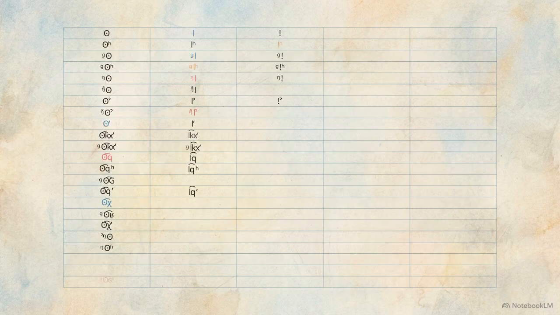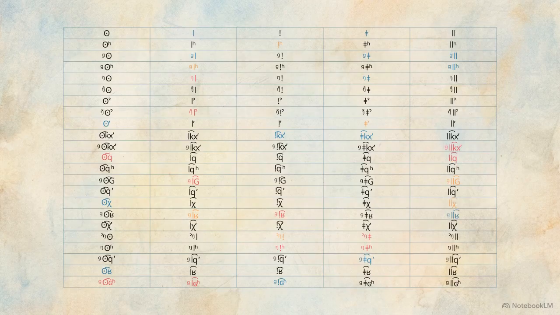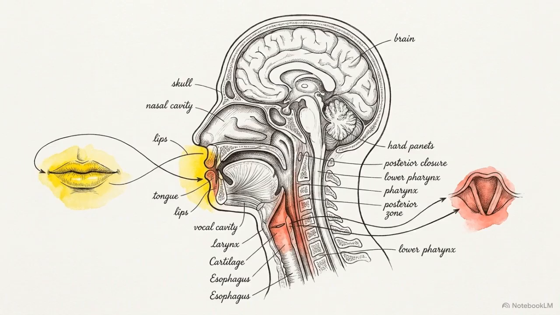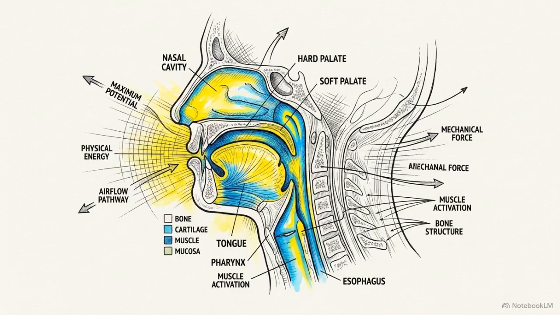By leveraging these mechanics, the language utilizes 115 distinct click phonemes. These sounds represent the limit of independent coordination between the front and back of the vocal tract, utilizing the full mechanical potential of the oral cavity.